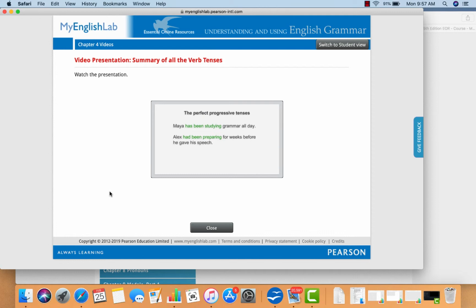The future perfect progressive shows an action in the future will continue up to another action in the future. By the time Alicia graduates, she will have been studying at the university for 5 years. Both actions are in the future. She will continue studying up until her graduation. This verb tense is also not very common.